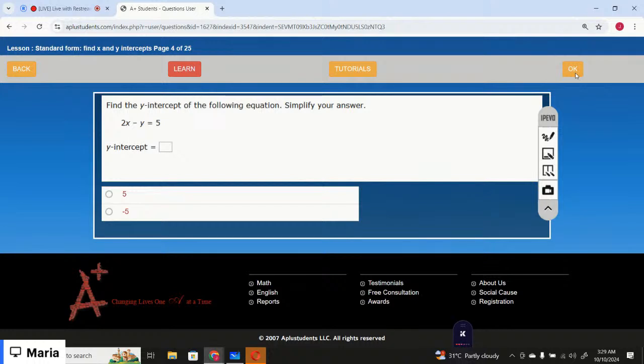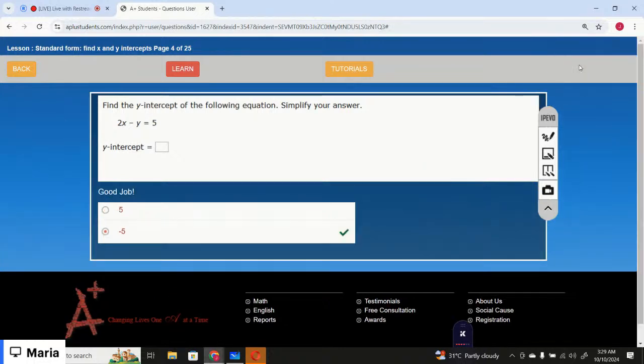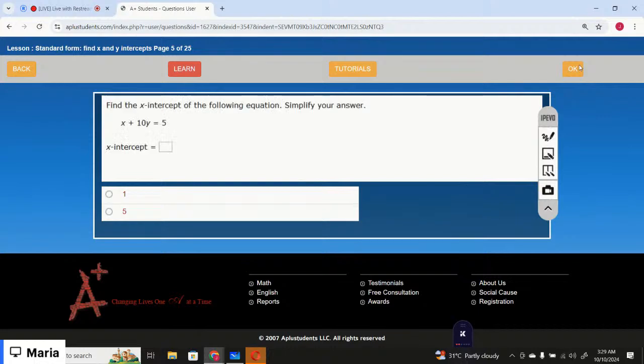Find the y-intercept of the following equation. You need to put x equals 0, right? Then y equals negative 5. Option number 2 is the correct option. Okay, find the x-intercept of the following equation. So which is the correct option?